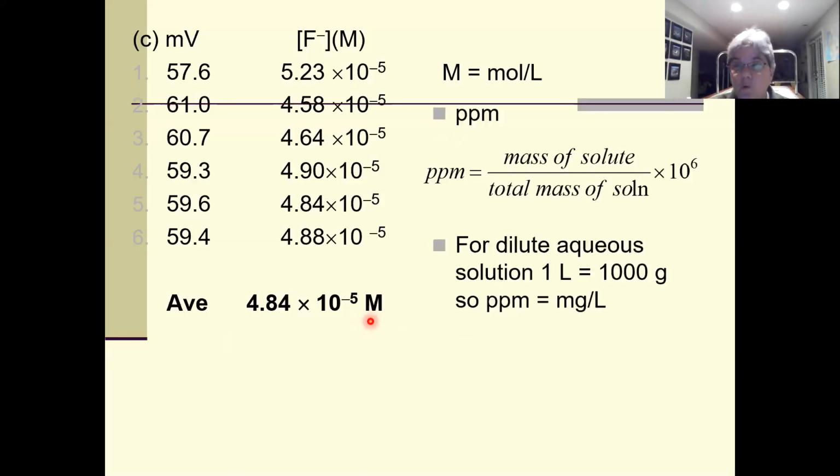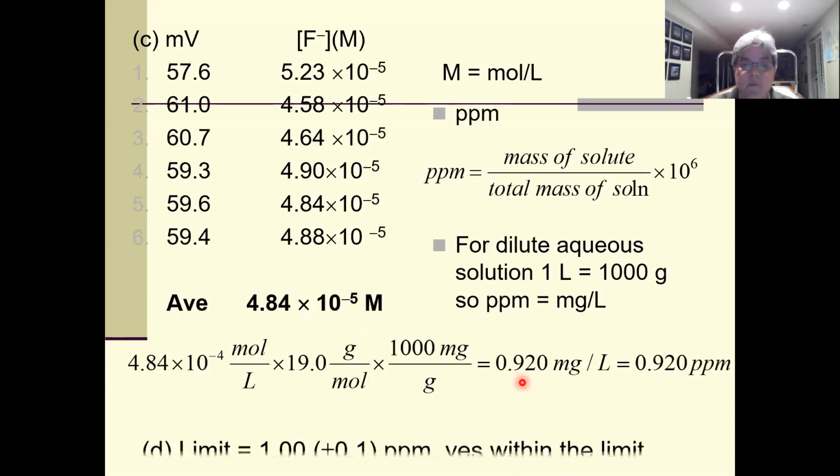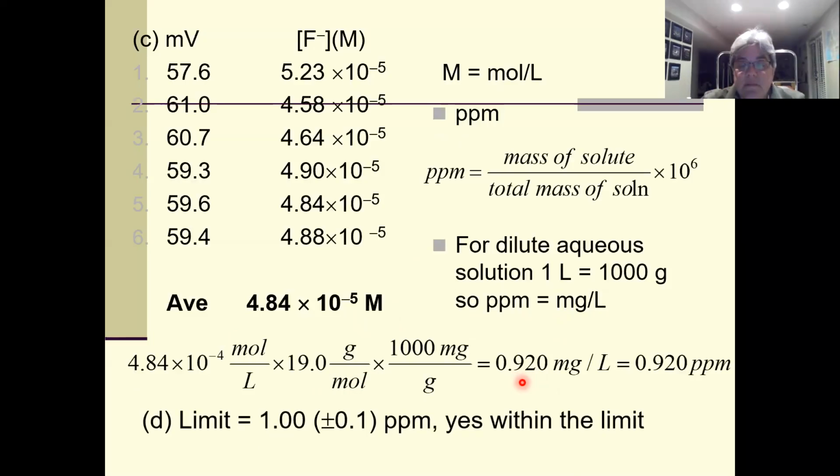So remember, part per million is a milligram per liter. So I have to get moles changed to milligrams. And of course, we do that through molecular weight. And so this average comes up as 0.92 ppm, which is within the limit.